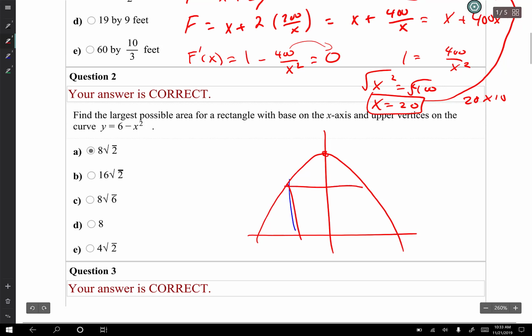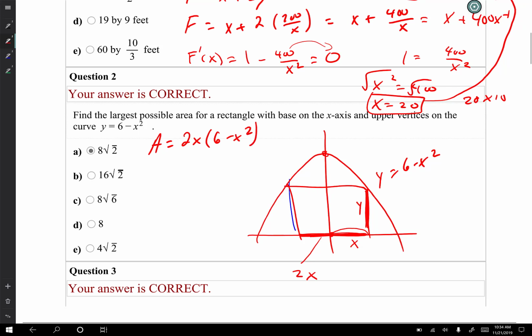So here is my rectangle. And the distance from the origin to this point right there, that is an x. So that means my total width here is 2x. And then that height is dictated by that y value. And that y value is dictated by 6 minus x squared. So my area is equal to 2x times y, which is 6 minus x squared. This is what I'm trying to maximize. So this is what I'm going to take a derivative of.